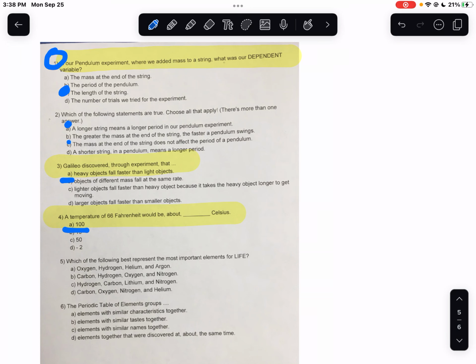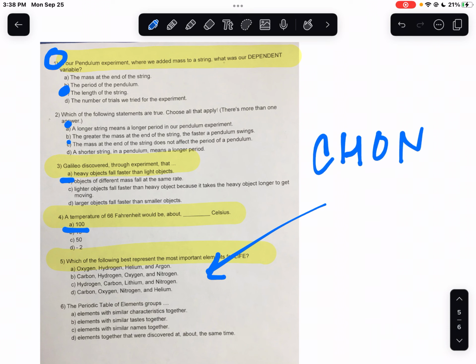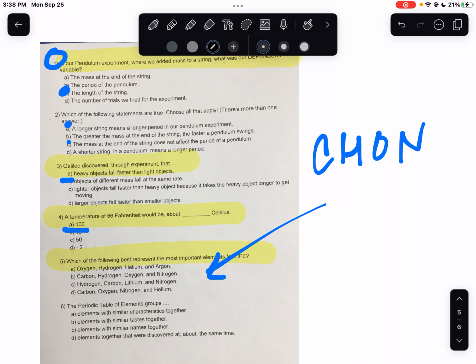Which of the following best represent the most important elements for life? This is question number 5. Again, we did this one in class several times, but it's easy to remember as C-H-O-N, good old CHON. They're mixed up in order here, which is on purpose, of course. But as you'll check out the mix up in order, which one gives us C-H-O-N, carbon, hydrogen, oxygen, and nitrogen. That looks like it's B right there.